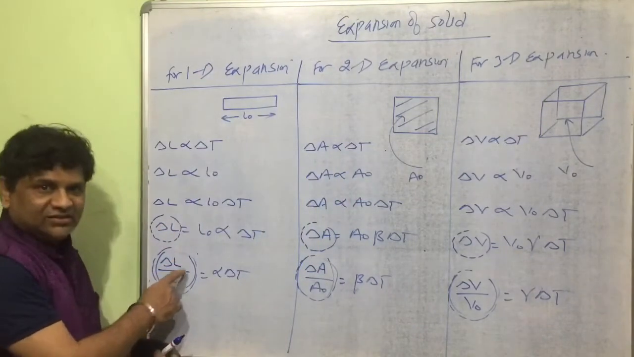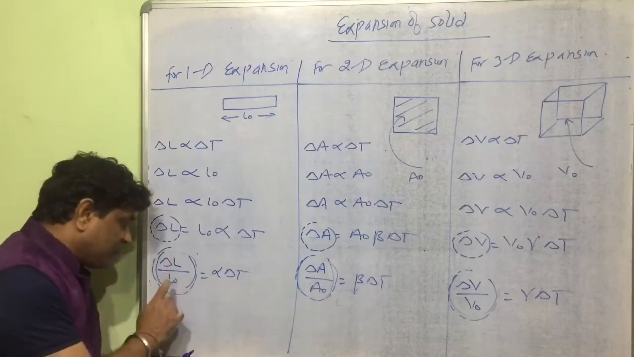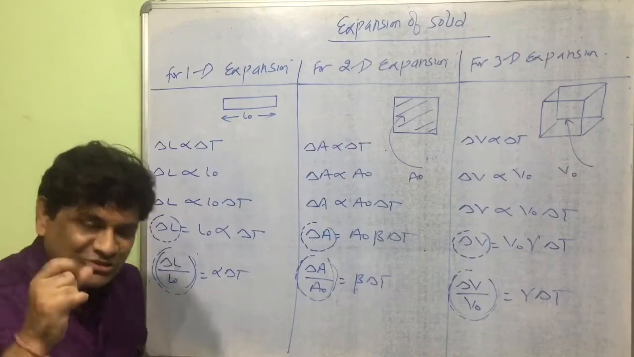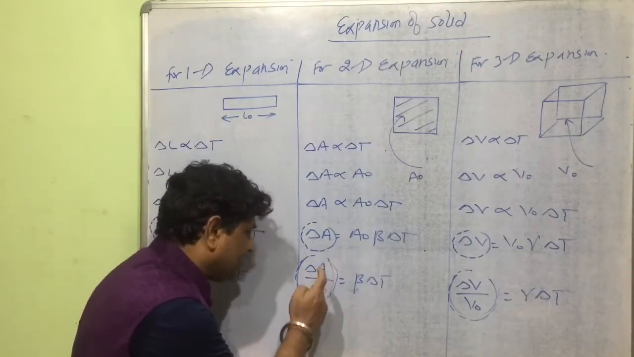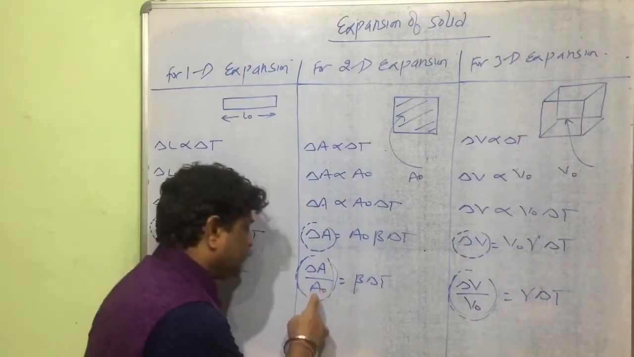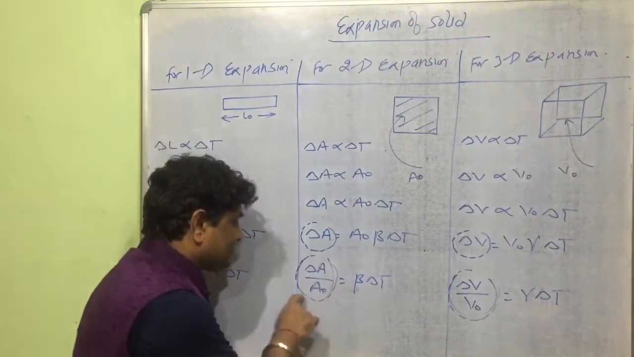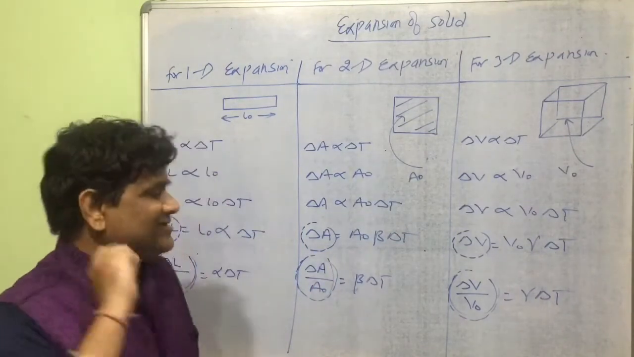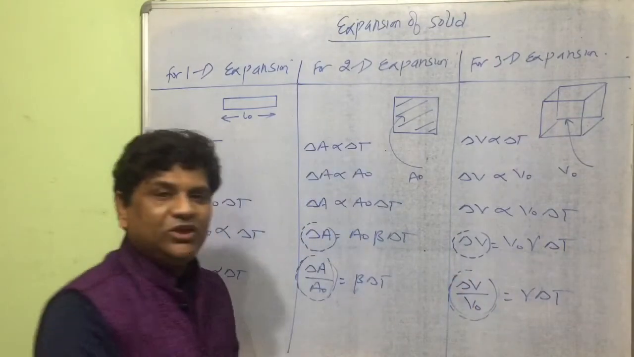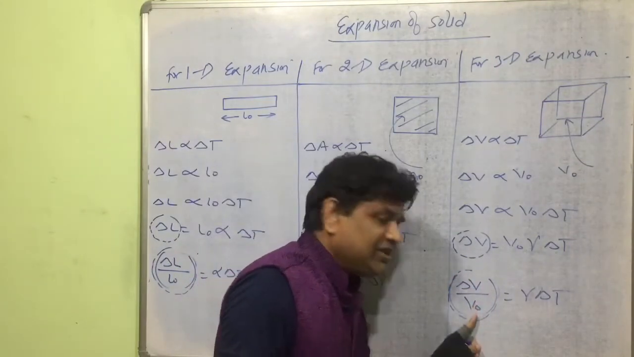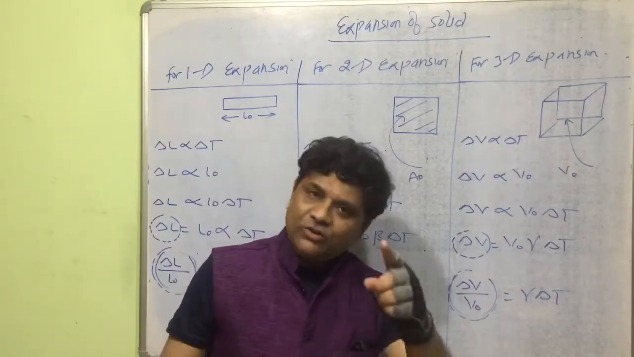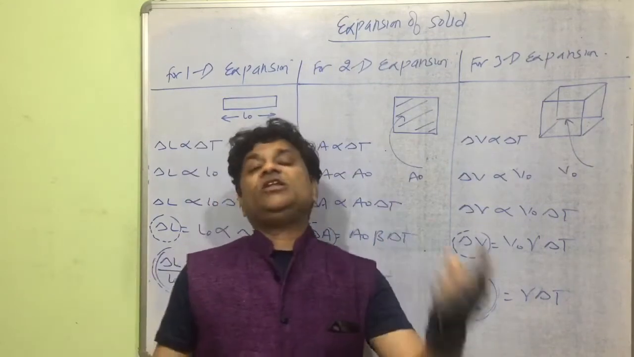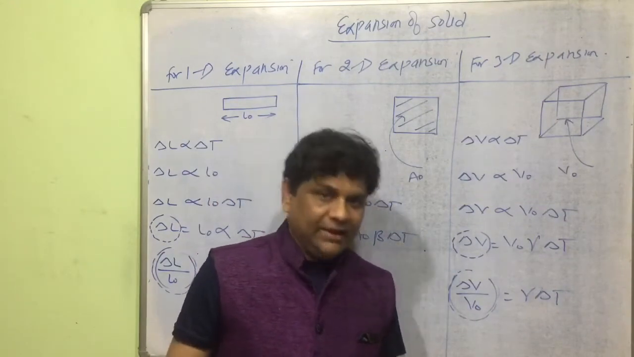So it should be clear: delta L by L naught is change in length per unit length, or fractional change in length, or longitudinal strain. Delta A by A naught is change in area per unit original area, or fractional change in area, or areal strain. Delta V by V naught is change in volume per unit original volume, or fractional change in volume, or volumetric strain.